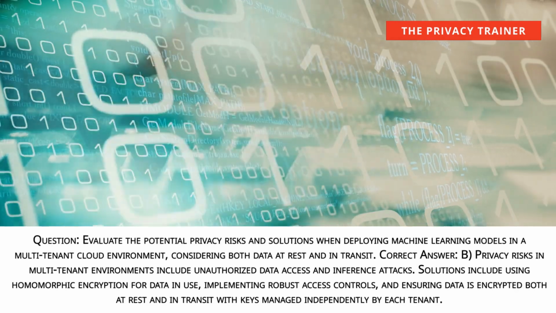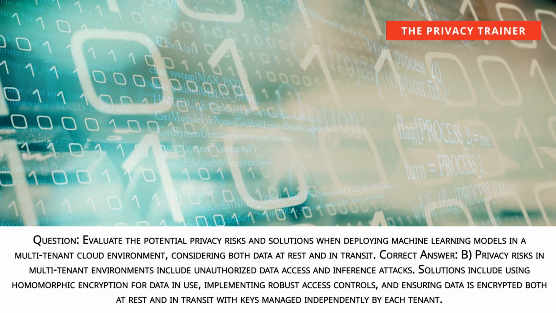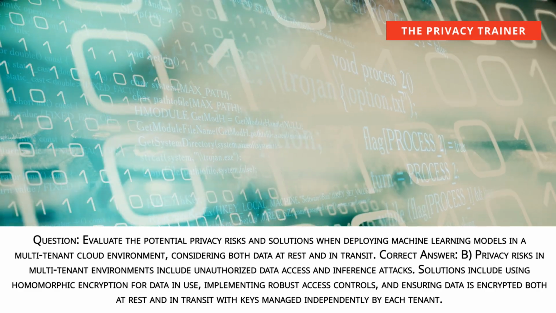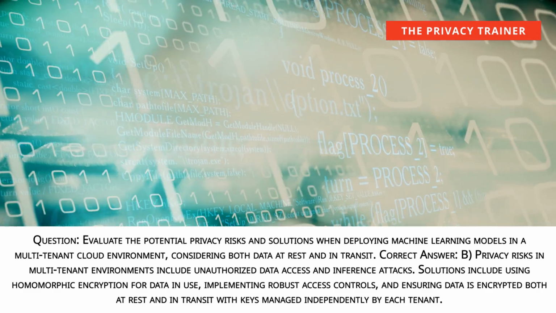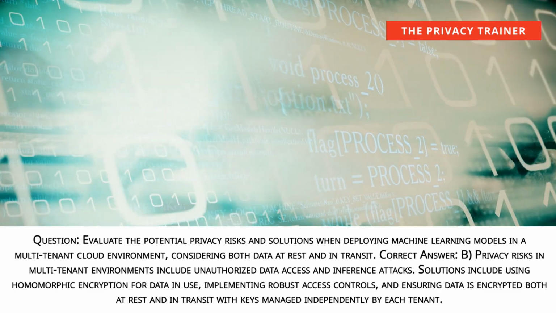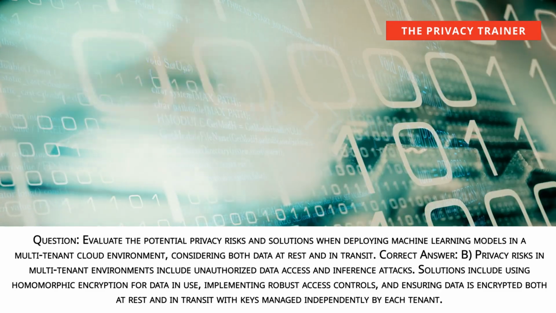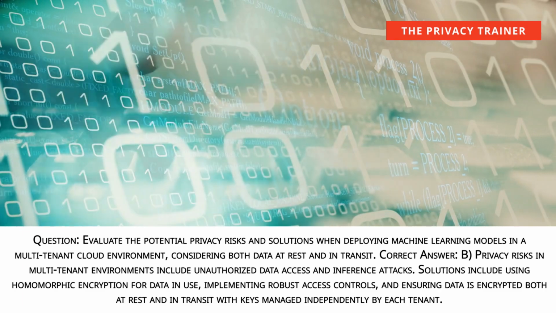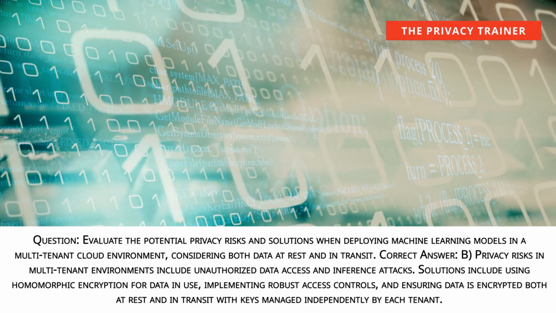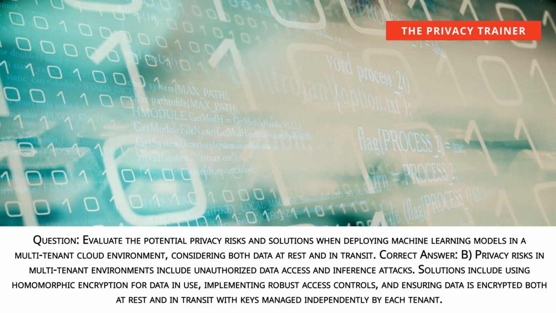Question. Evaluate the potential privacy risks and solutions when deploying machine learning models in a multi-tenant cloud environment, considering both data at rest and in transit. Correct answer. B. Privacy risks in multi-tenant environments include unauthorized data access and inference attacks. Solutions include using homomorphic encryption for data in use, implementing robust access controls, and ensuring data is encrypted both at rest and in transit with keys managed independently by each tenant.